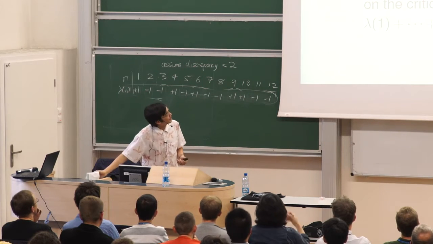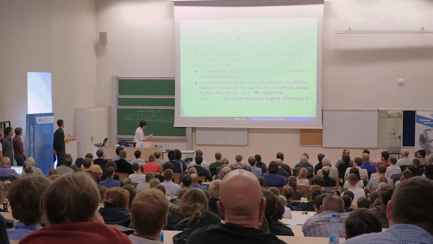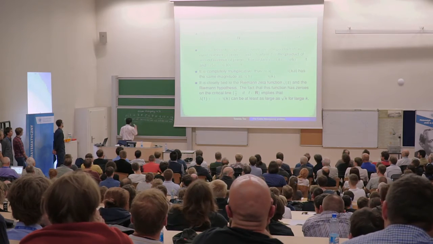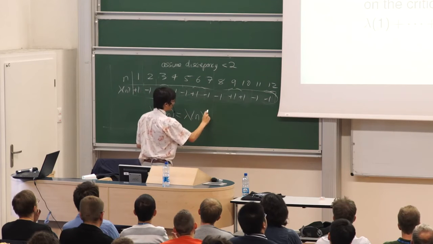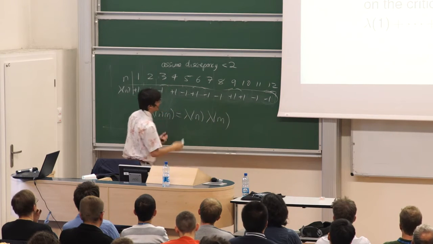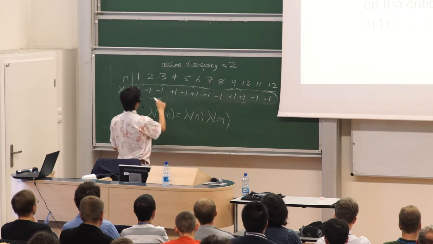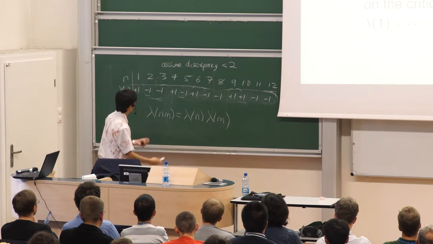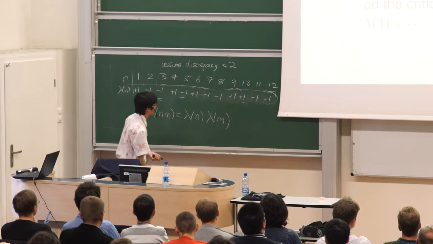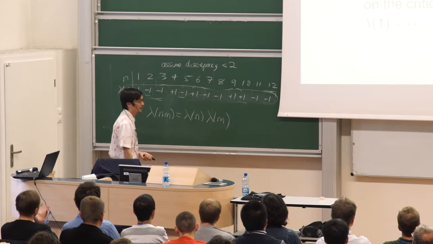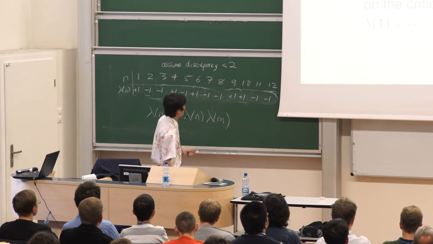So what's so special about the sequence? This sequence has the property that it's completely multiplicative. If you take lambda of a product, n times m, it just factors into lambda n times lambda m. So for example, lambda of 10 is lambda of 2 times lambda of 5. And if you think about it, it's obvious why it's true. If n has an even number of prime factors and m has an odd number of prime factors, then n times m must have an odd number of prime factors, and so forth. Functions with this property are called completely multiplicative.